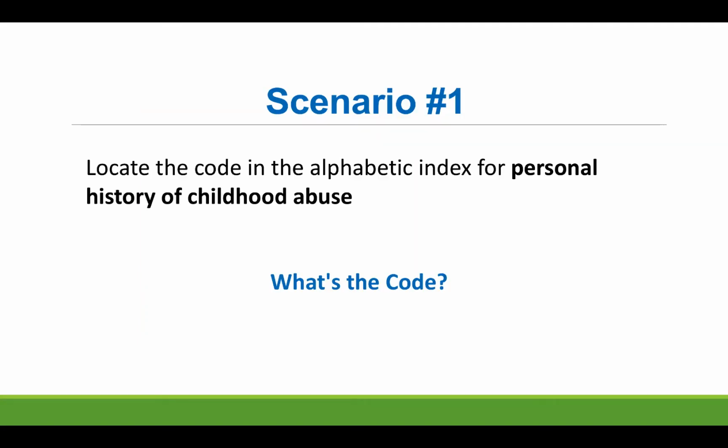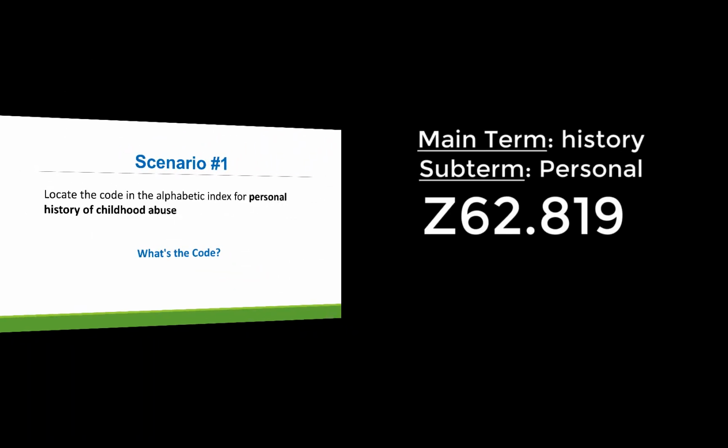Now it's your turn to try. Locate the code in the alphabetic index for personal history of childhood abuse. Pause this video and get your code. You should have got Z62.819. You should have gone to the main term history in bold, the subterm personal, and the additional term childhood, and the additional term abuse.